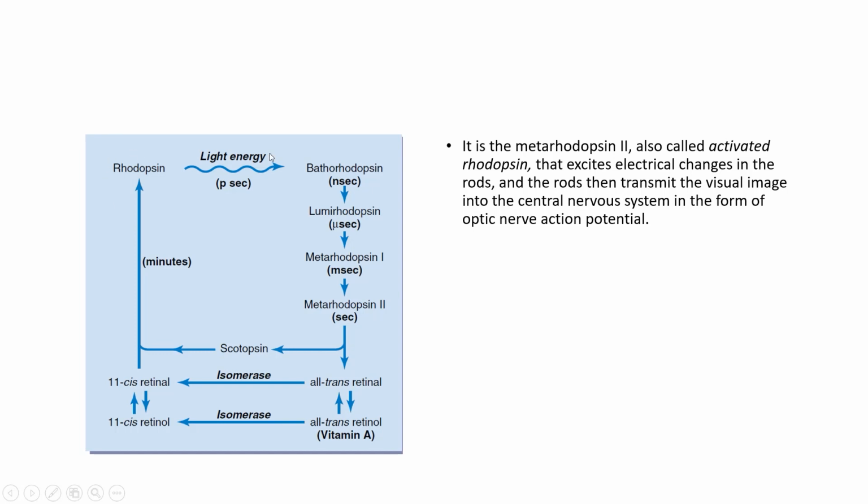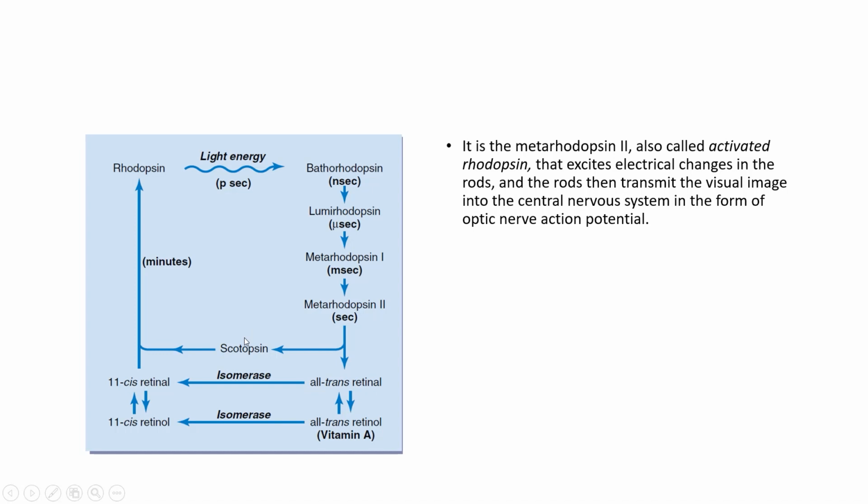And when light reaches the rods, this rhodopsin gets activated into many different intermediate products within a fraction of a second, like bathorhodopsin, lumirhodopsin, metarhodopsin I, and metarhodopsin II. This metarhodopsin II is the activated rhodopsin that generates electrical impulses that are carried by the optic nerve to the brain, right? Now, after metarhodopsin, it gets converted into 11-trans retinal and opsin.